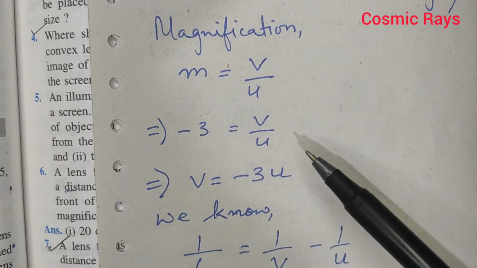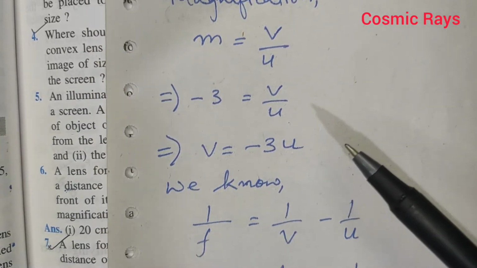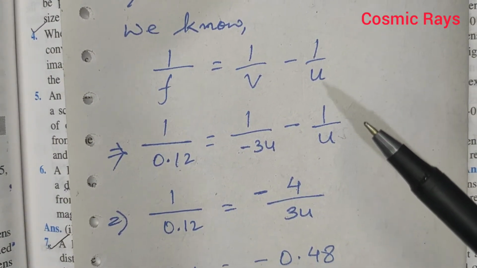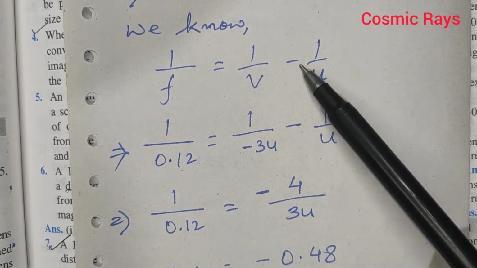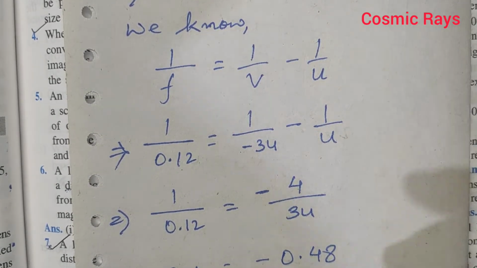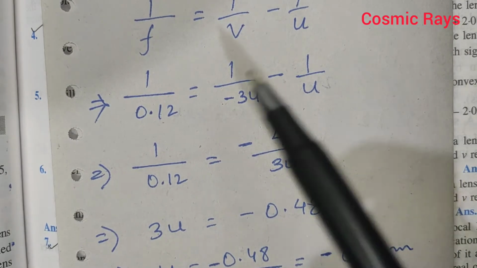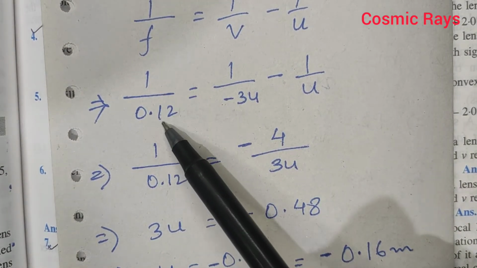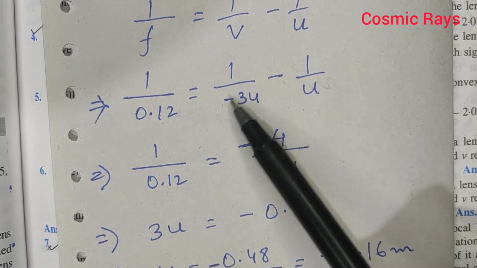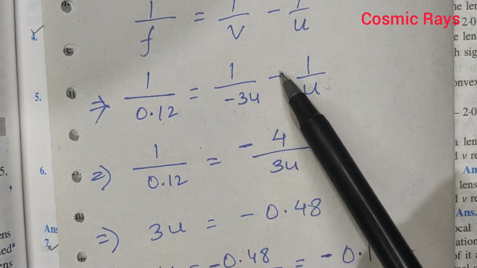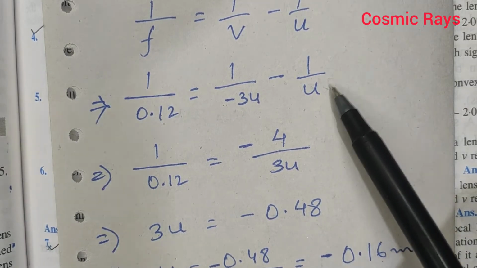As I told you, it's same like the previous question, so we are proceeding in the same manner. Now we know the lens formula, that is 1 by F is equal to 1 by V minus 1 by U. So we substitute the values. 1 by focal length, 0.12, is equal to 1 by V, so V is minus 3U, minus 1 by U.